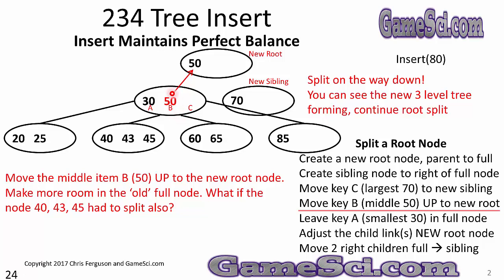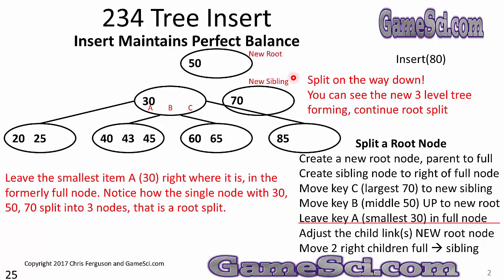Once again, 50 is in red because it's moving to the new node and it's going to go away on the next step. Splitting on the way down, you can see the new 3-level tree forming. Continuing with the root split, let's leave key A, the smallest, 30, in the full node. There's our 30. Leave it alone. Let it stay in the old node. Leaving the smallest item A, 30, right where it is in the formerly full node.